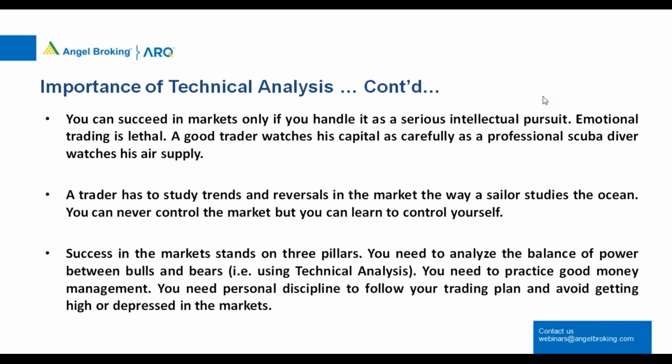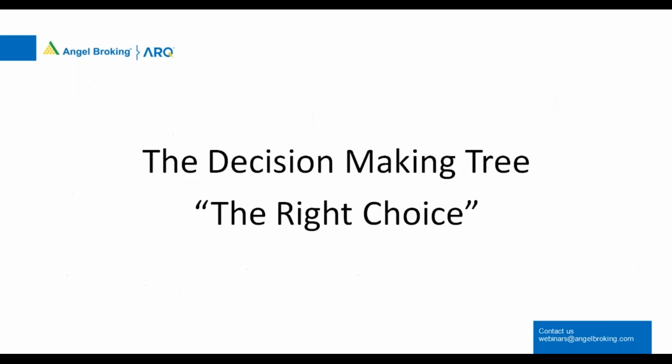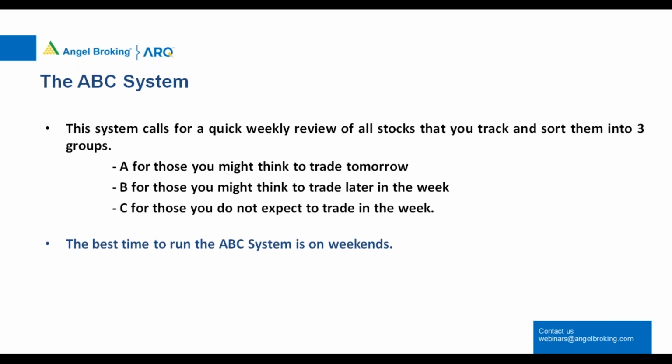So what you need to remember is that you need to first of all understand technical analysis. You need to practice good money management, and you need personal discipline to follow your trading plan and avoid getting high or depressed in the markets. Generally, what happens is that if you miss a trade and the trade has been going in your favor, say for example, you were bullish on the metal stocks, say Tata Steel, Vedanta, but somehow you were not able to buy the stock and the stock rallied, maybe you are feeling depressed or left out. You have to get over those feelings because the market always offers opportunities. It's for us to understand and grab those opportunities. So you need to have personal discipline to follow your trading plan.